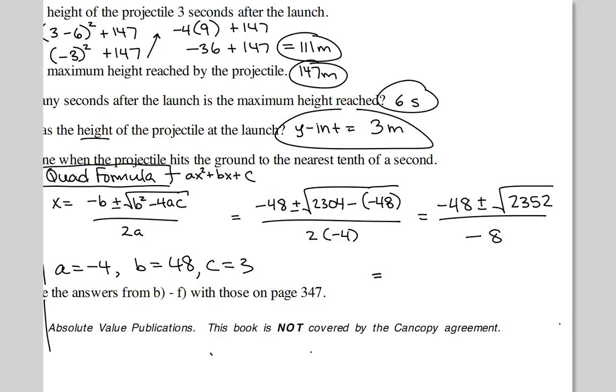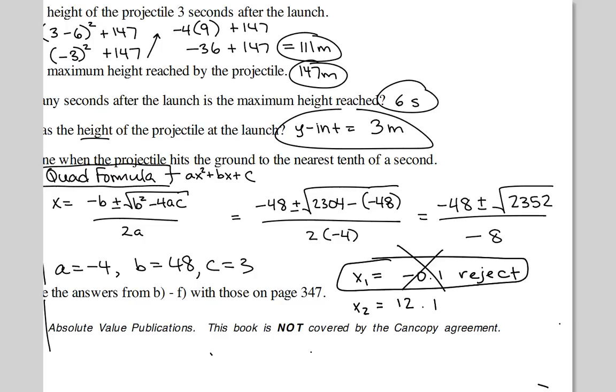So I'll just give you what the key has. Negative 0.1, and the other one is 12.1. We have to reject the negative one. Do you agree? You can't have negative time. So it hits the ground at 12.1 seconds.